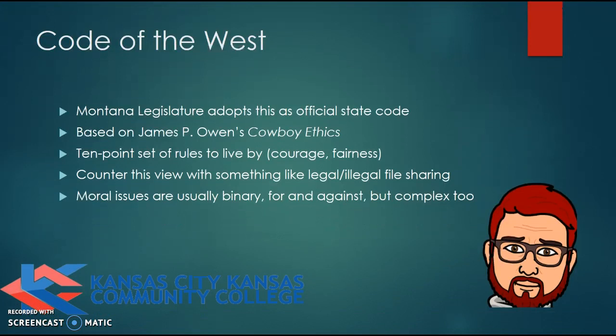So, Code of the West is the first idea that opens up the chapter. Essentially, a Montana legislator adopts this as an official state code. It's based on James Owen's cowboy ethics. It's a 10-point set of rules to live by, such as courage and fairness. A counter to this view might be that it's not really quite a law, it's more of a loose idea of tenets that we might follow in our state.